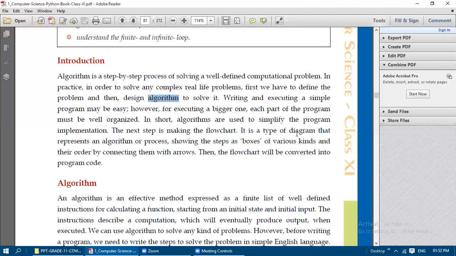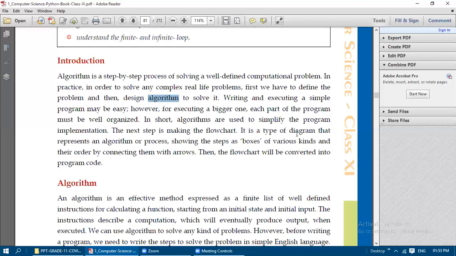The boxes of symbols, of various kinds, are arranged in order after connecting them with arrows. We connect all the boxes of symbols with arrows, and based on those arrows we can understand the order of the process.